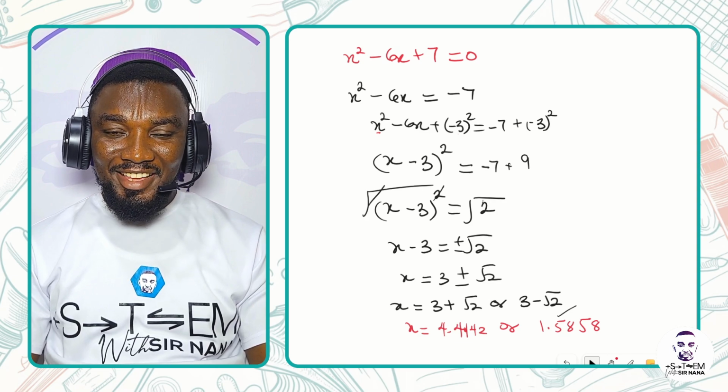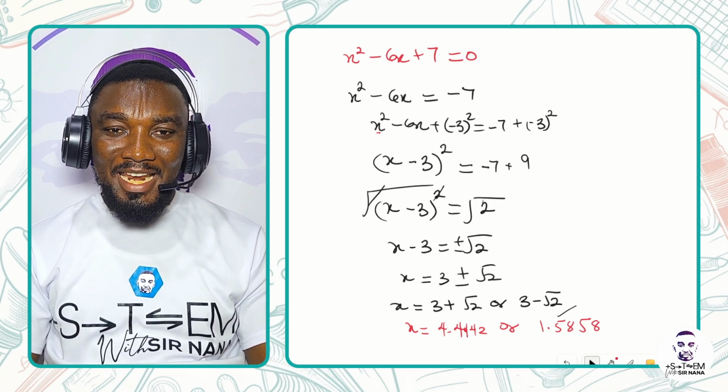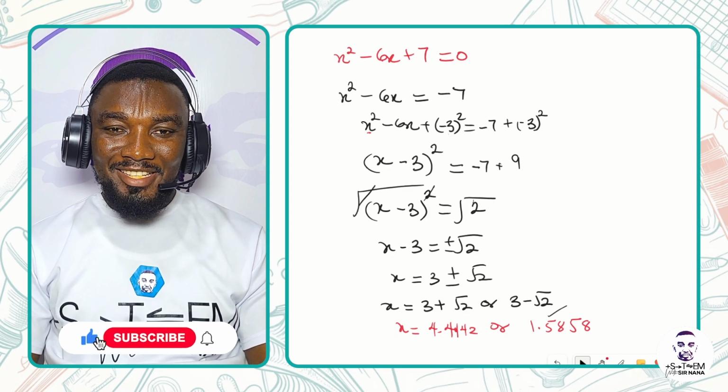So we've gone through the process of using the method of completing the square to solve a quadratic equation. In our next lesson, we want to look at another example of solving a quadratic equation using the method of completing the square.